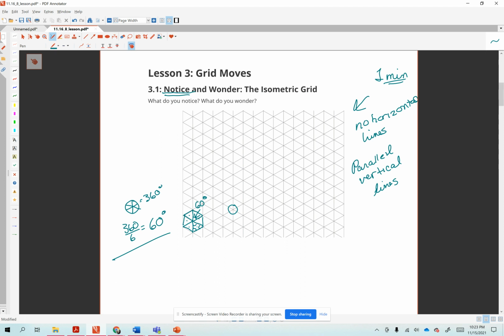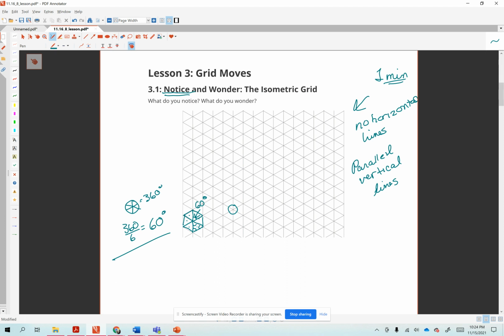You might notice that unlike the grid that we're used to working with, there are no 90-degree angles. And we said each vertex has 6 line segments coming from it. So we don't have any squares like we would normally have in a grid. Those are some things you might notice.